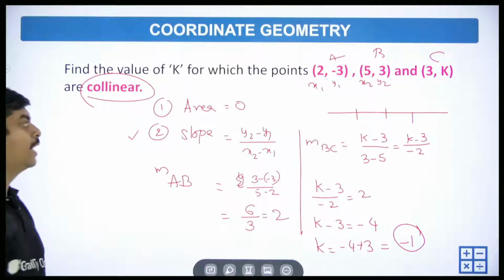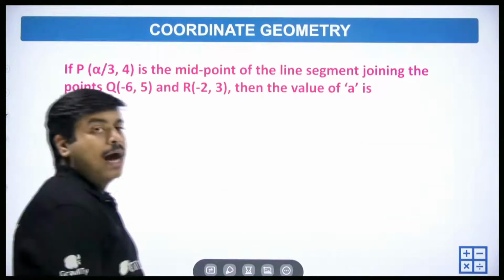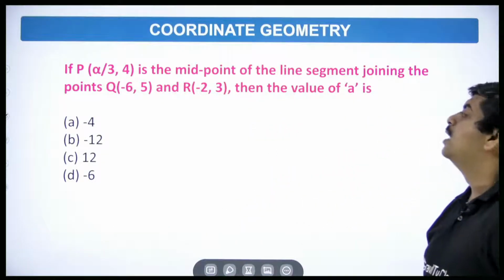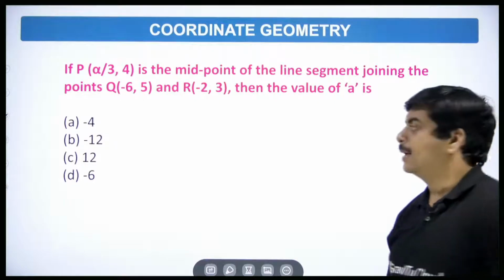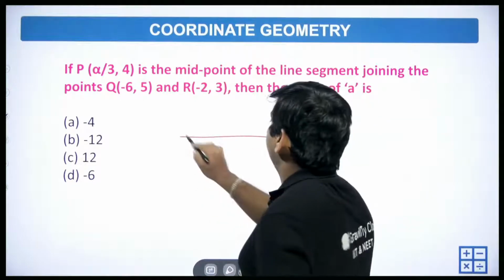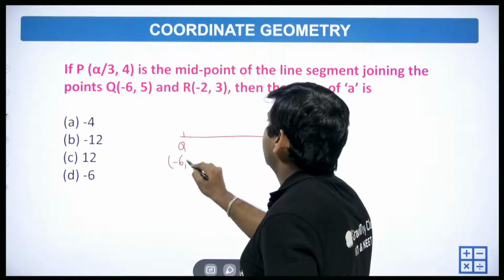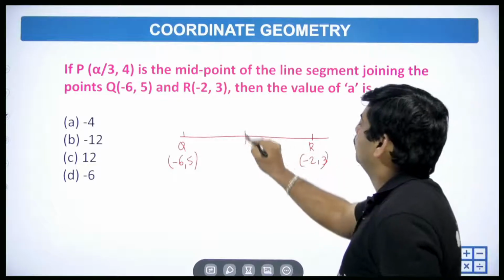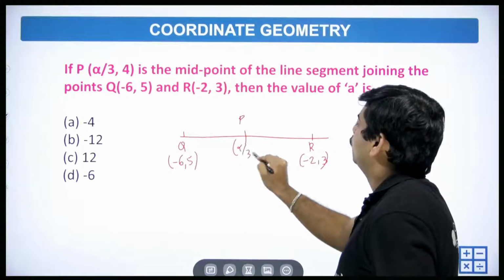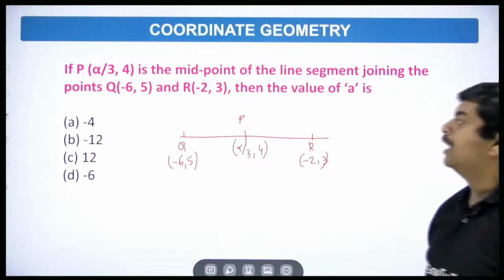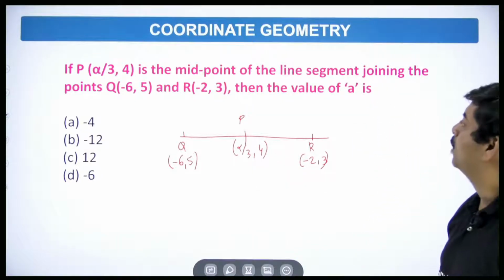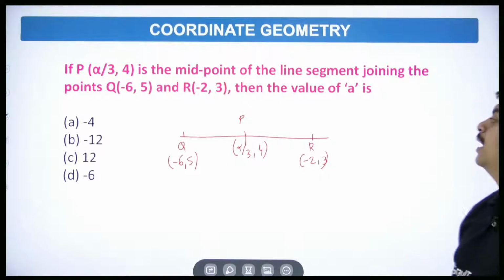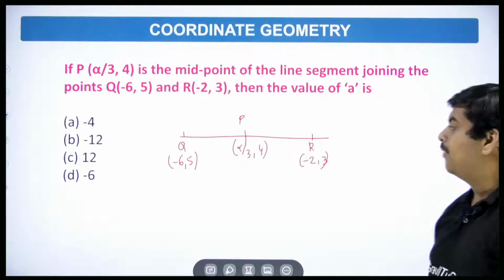Okay, so what is the next question we're having? If P(alpha by 3, 4) is the midpoint of the line segment joining the points Q and R, then the value of alpha is. So we have Q(minus 6, 5) and one more point R(minus 2, 3), and this is the point P, which is (alpha by 3, 4). If P is the midpoint of the line segment joining Q(minus 6, 5) and R(minus 2, 3), then the value of alpha is.